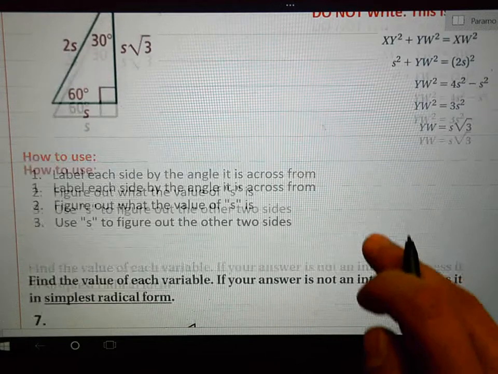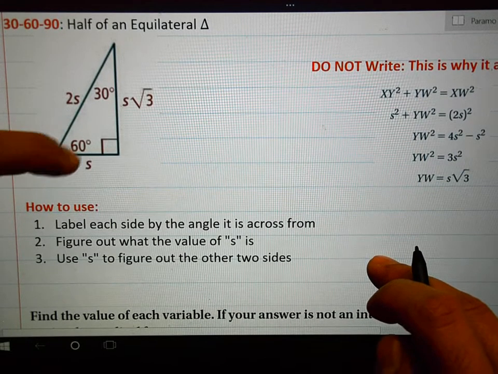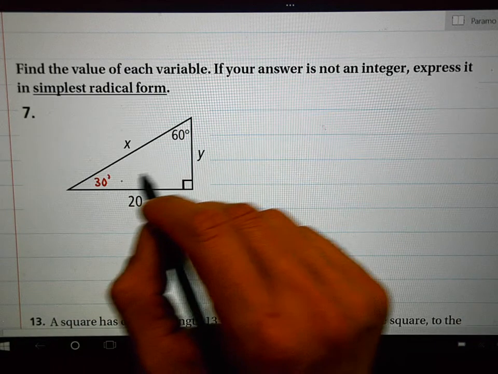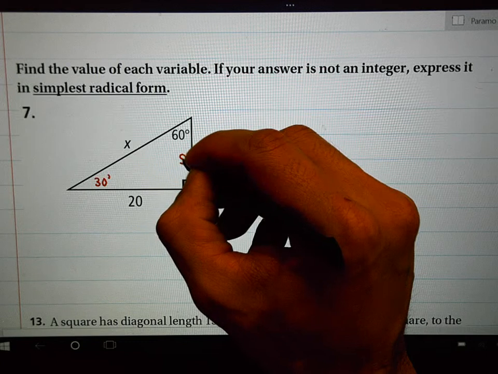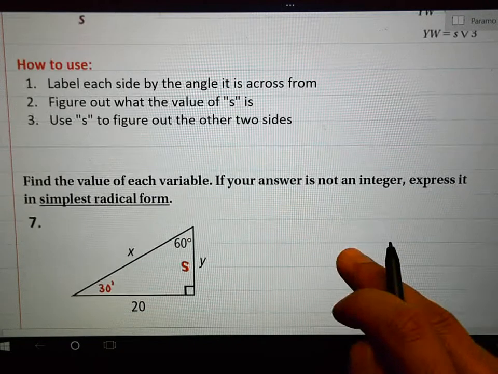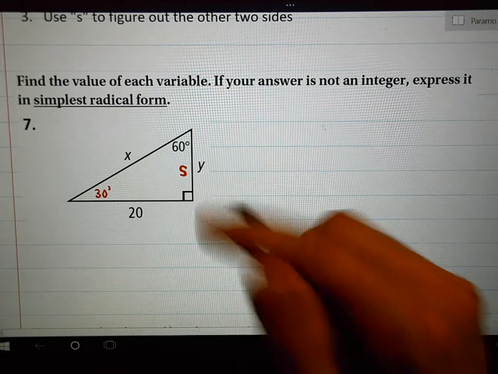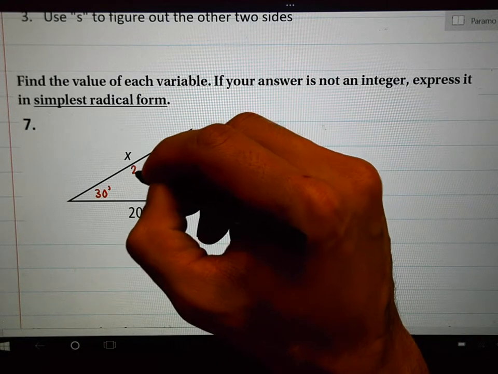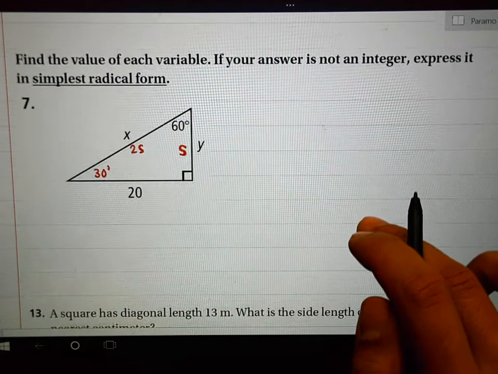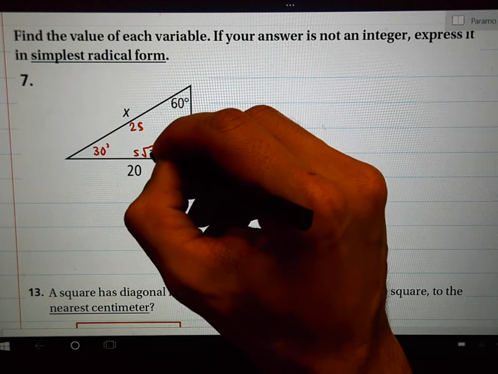So look at your shortcut. What's across from the 30 is s. Across from the 30, this side that has the y is going to be our s value. You go up to your shortcut. What's across from the 90? I go 30, then I go across from the 90 is 2s. And the third one across from the 60 is s root 3.